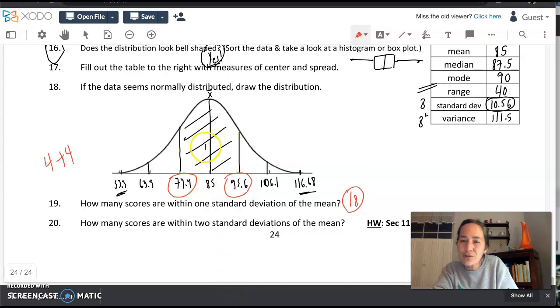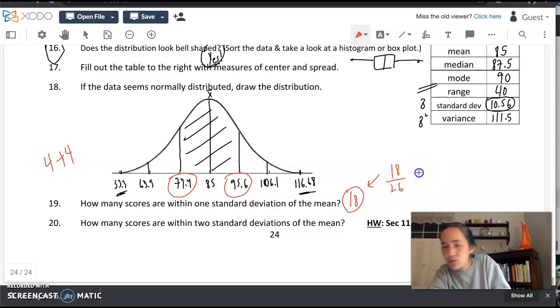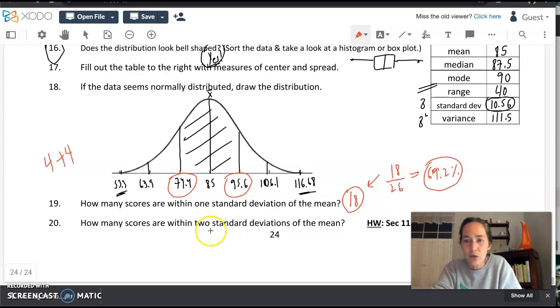I wonder how close this percentage would be to the empirical rule, to the 68%. So 18, let's see the percentage. 18 out of the 26 total test takers. Do that calculation, see what you get, about 69.2%. So not too far off from what the empirical rule would have approximated for us. It would have said 68. We got a percentage point above that.